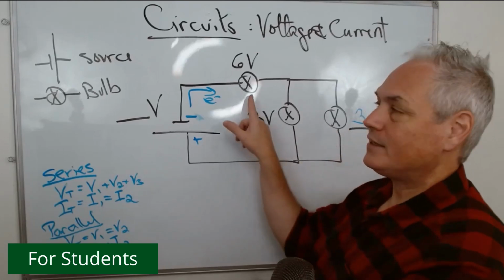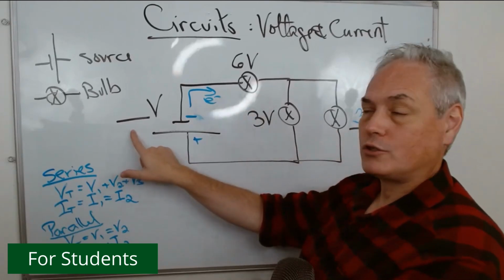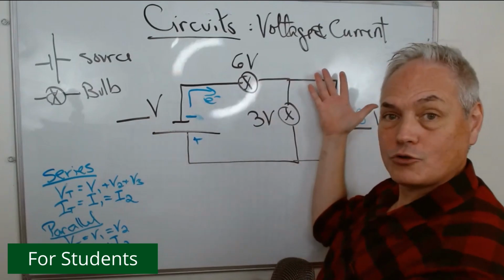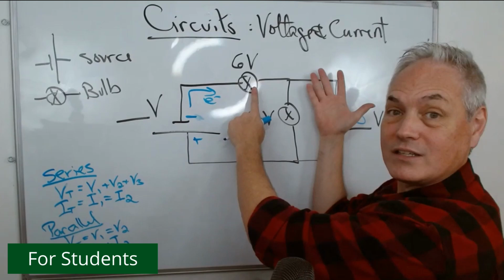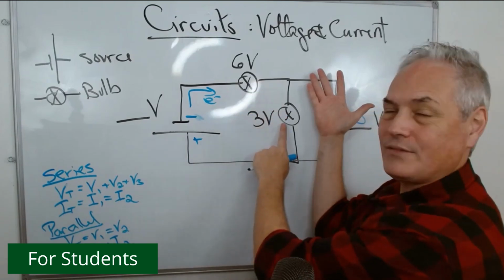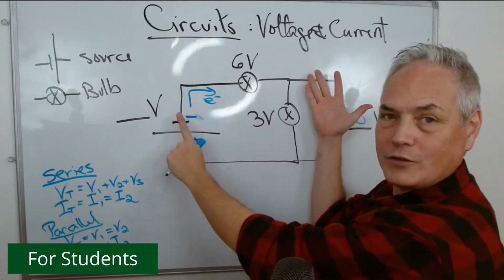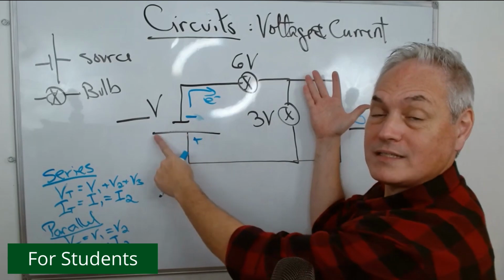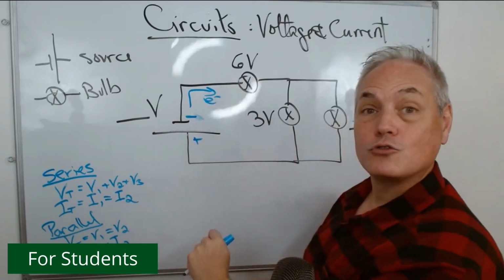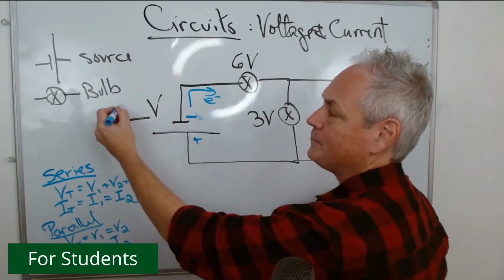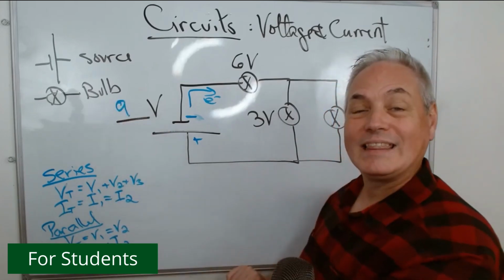But the next question is about the voltage at the source. If I hide this portion right here, we have electrons giving some energy here, giving some energy there, before they go back to the source. So that means that the voltage at the source is the sum of both of these. So 6 plus 3 is 9 volts.